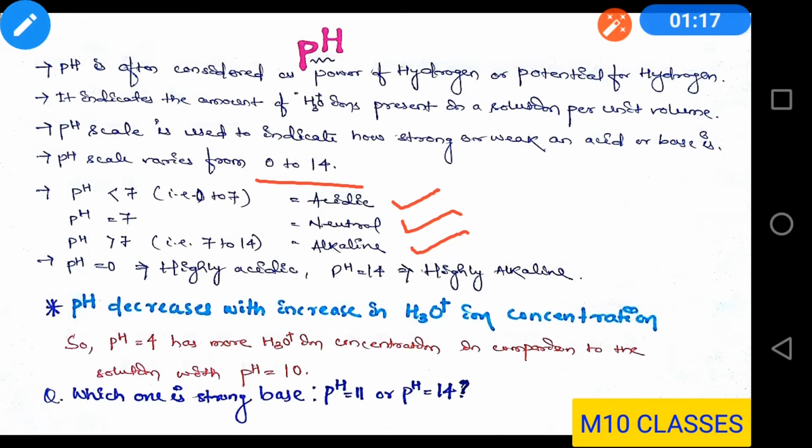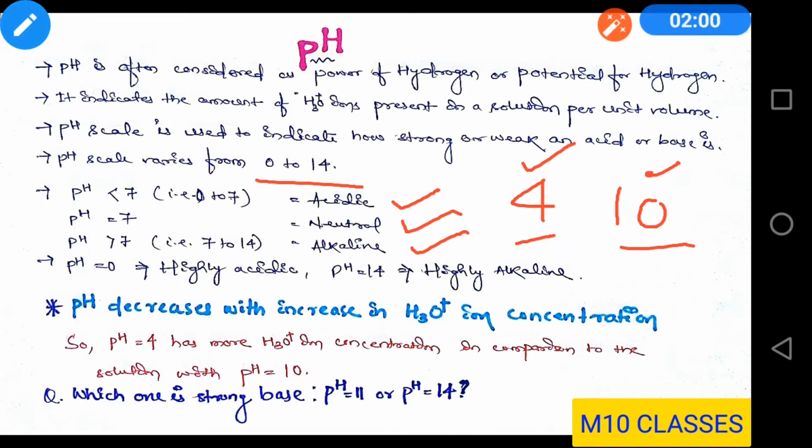This is very important. That means, let's say I'll take two solutions. One has pH 4 and another has pH 10. Now here you can see the pH of a solution is 4, but here the hydronium ion concentration will be more, and here the hydronium ion concentration will be less. And just the reverse case, that means your OH minus ions will be more in case of pH equals 10, and OH minus ion concentration would be less in case of the solution where pH equals 4. This is very much important.